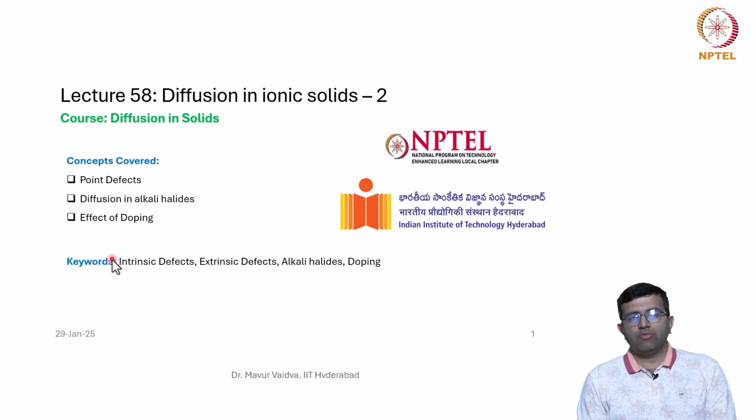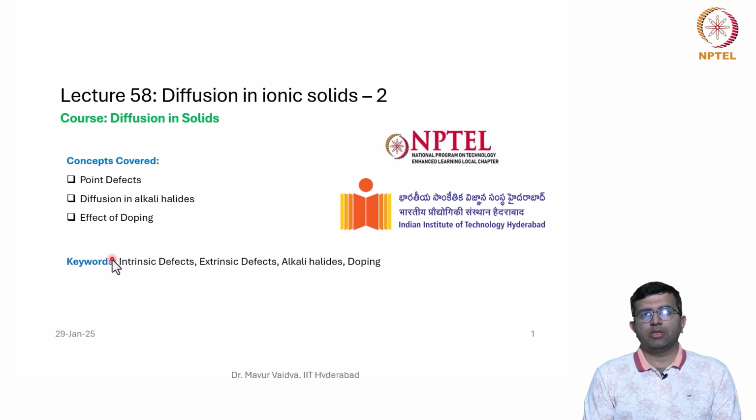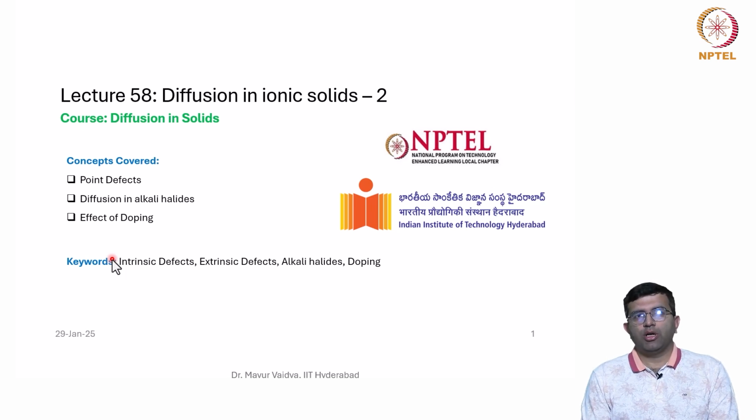So, in the last video we started talking about the diffusion in ionic solids where we covered the point defects and we also talked about diffusion in silver halides. Today we will be taking the example of alkali halides and talk about the features of diffusion in these materials.